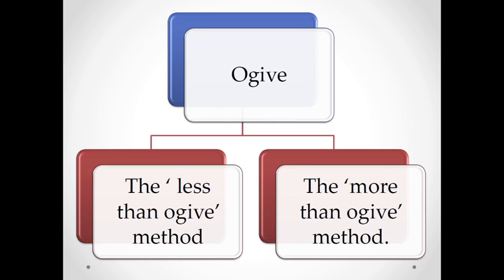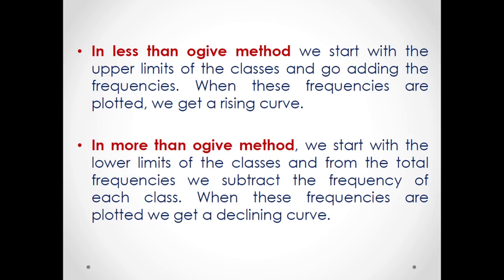The ogive is of two types, less than ogive and more than ogive. For drawing the less than ogive, we start with the upper limits of the classes. Look here, upper limits are used to construct the less than ogive. Lower limits are used to construct the more than ogive. This is the only difference.